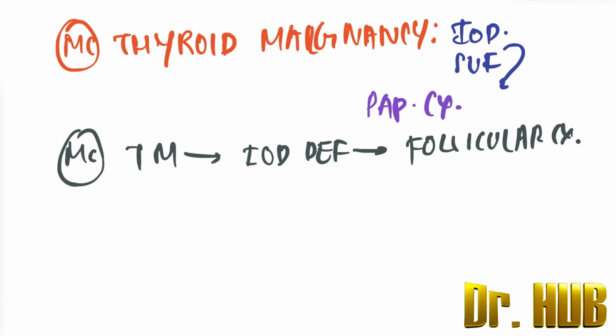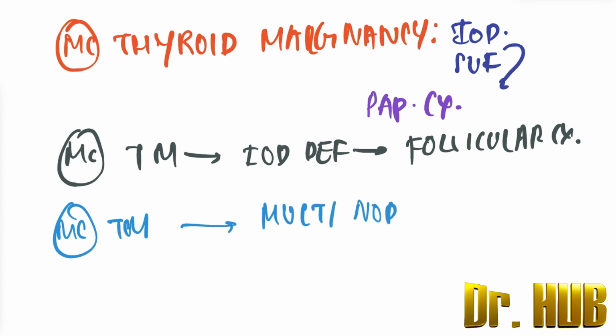Next is the most common thyroid malignancy which is associated with the multinodular goiter. Multinodular goiter. So this is going to be the follicular carcinoma.